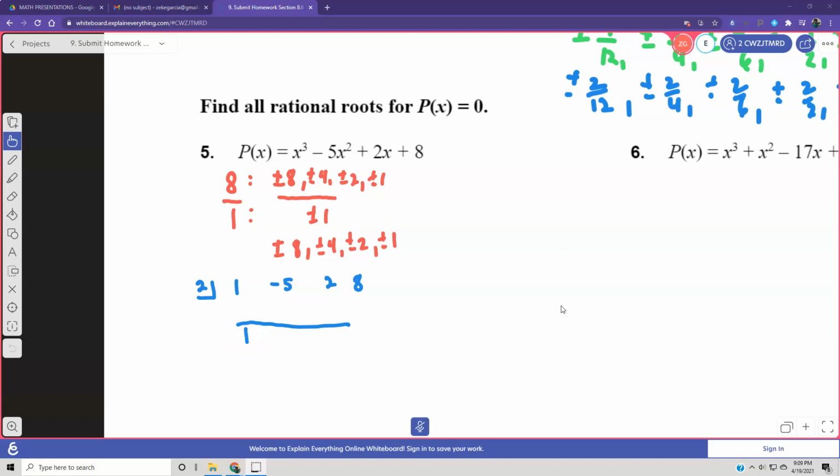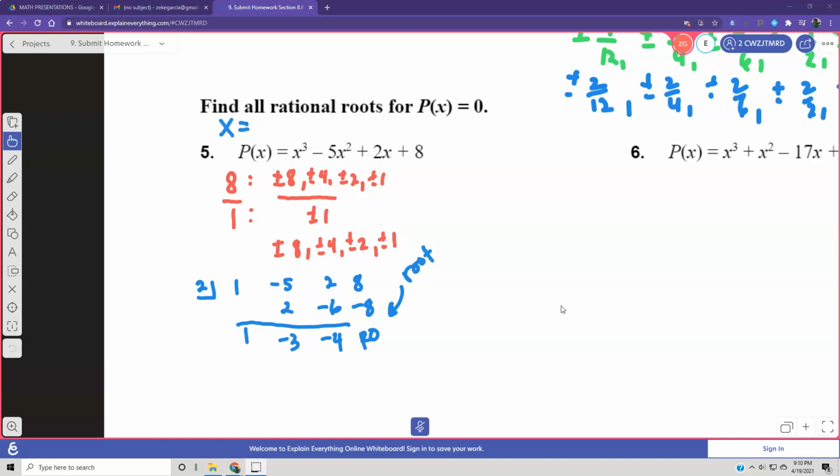2 times 1 is 2. Negative 5 plus 2 gives you negative 3. 2 times negative 3 is negative 6. 2 plus negative 6 is negative 4. 2 times negative 4 is negative 8. 8 minus 8 is 0. And that is a root, or we say that is a solution. So I'm going to put it up here just so I can put it on the side.